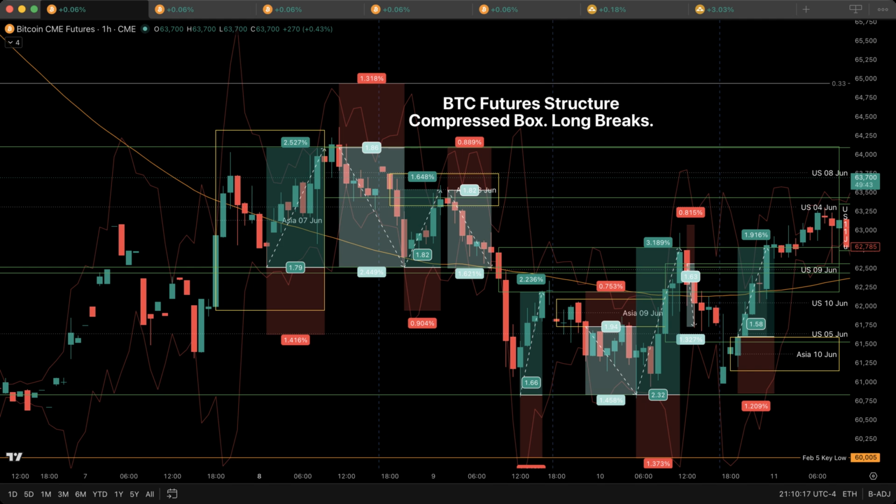June 10th Asia long setup. Entry line. June 10th Asia session upper boundary. Stop loss line. June 5th US session lower boundary. Take profit line. June 9th US session upper boundary. Risk-reward ratio 1.58.